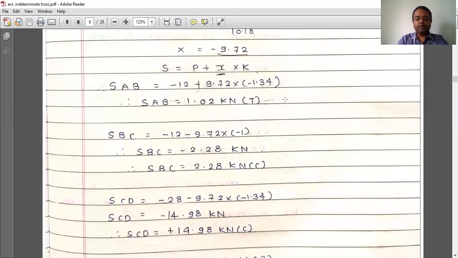So for the table and for the rest of this calculation, that is F equals P plus XK, the sign convention is positive means tensile, negative means compression. Here for the force in member BC, just put this value of X and put the other K along with the sign. We are getting the answer negative. Negative means the force in member BC is compression.